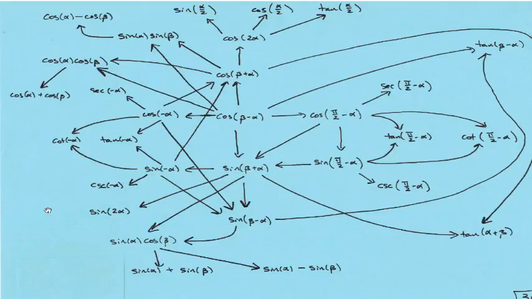If you wanted to derive all of the trig identities that we've used up to this point, then the small core group that we need to start with are our fundamental identities along with cosine of beta minus alpha, and we can obtain all of the other trigonometric identities.